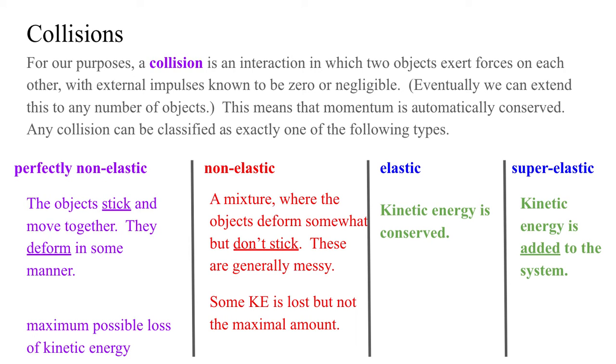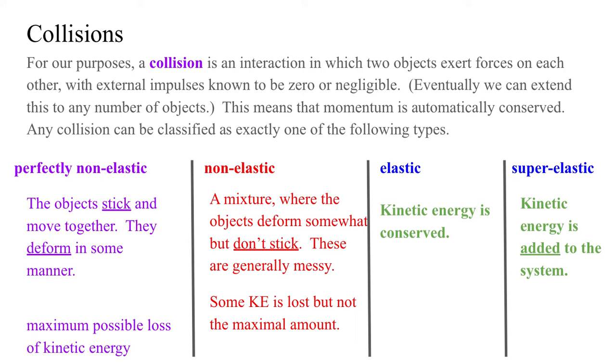Any collision can be classified as exactly one of the following types. They can be perfectly non-elastic, they can be non-elastic, they can be elastic, sometimes also called perfectly elastic, or they can be superelastic. We're going to approach these a little bit out of order. For an elastic collision, kinetic energy is conserved. That's the definition of it.